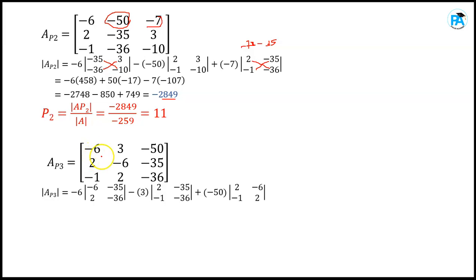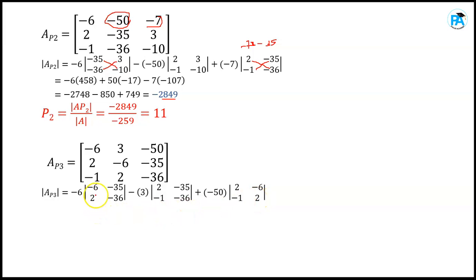So you have negative 6. The minor of this, when you take out this and this side, will be negative 6, negative 35, negative 36. So that's what we have here, the determinant of it. Minus, always remember the minus comes, 3 multiplying, are you with me? When you take out this side and this side, the minor will be 2, negative 1, negative 35, negative 36. So you find the determinant of it. Do you get it? Plus negative 50. When you cancel out this side and this side, you're left with 2, negative 1, negative 6, 2. That's what we have here. I hope you are following.